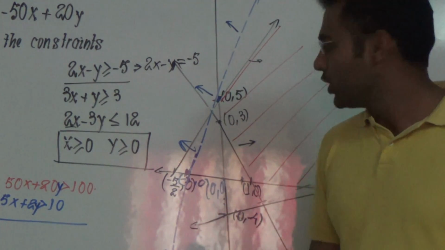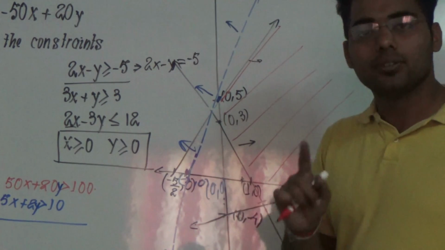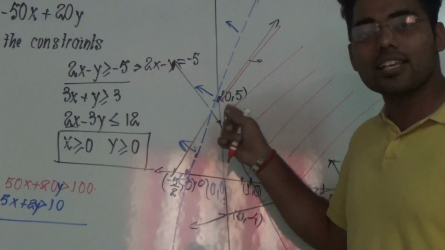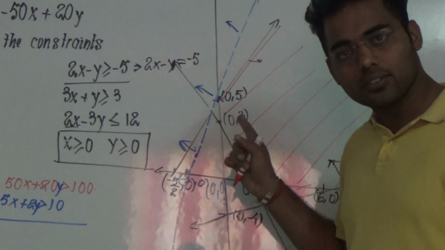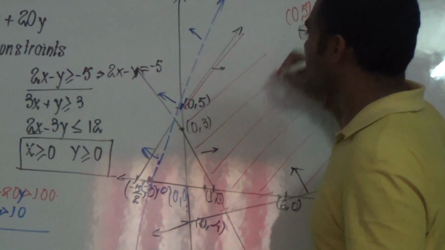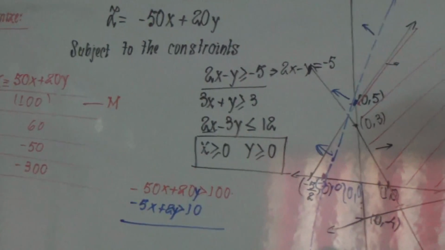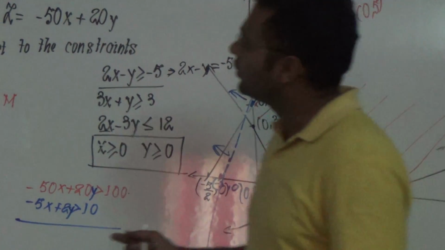No, sir. No. So this point, this 0,5 will give you the maximum value, and that's the optimal solution. ठीक सर. Okay. This is the optimal solution. 0,5 is the optimal solution, and the optimal value is 100. ठीक सर. Okay. अच्छा ये यहाँ क्या कहते हैं?